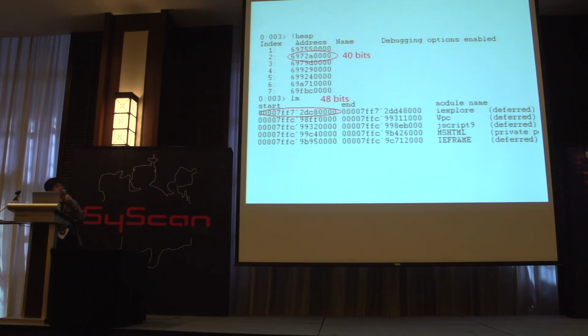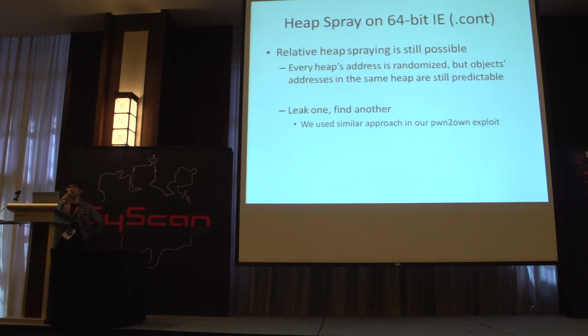Although the direct heap spray does not work on 64-bit IE, a relative heap spray is still possible. It is because although every heap's address is randomized, an object's address in the same heap is still predictable. So if you spray a lot of objects in the same heap and then leak one of the objects, then you can use the leaked address to get another object address which you want to operate. We also use this trick in our Pwn2Own exploit.